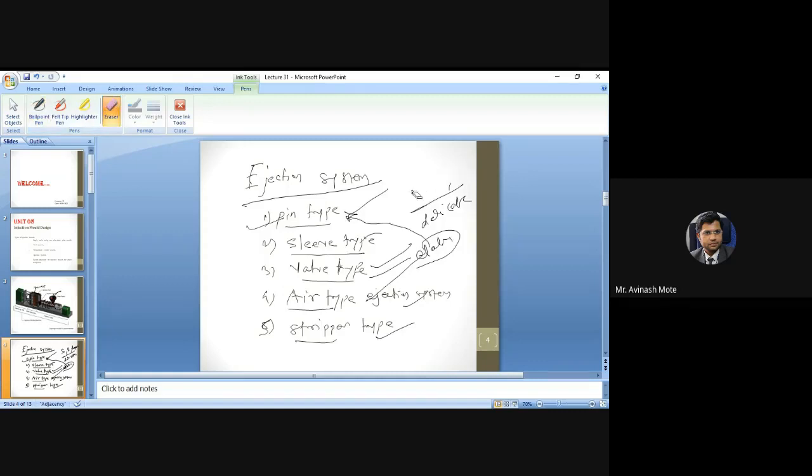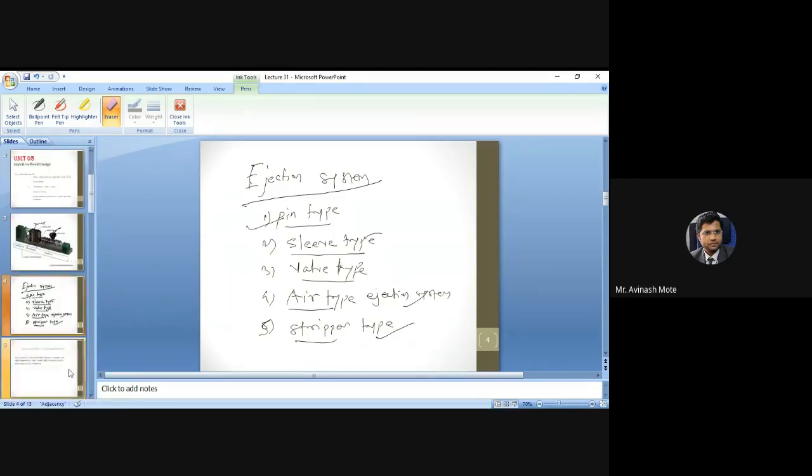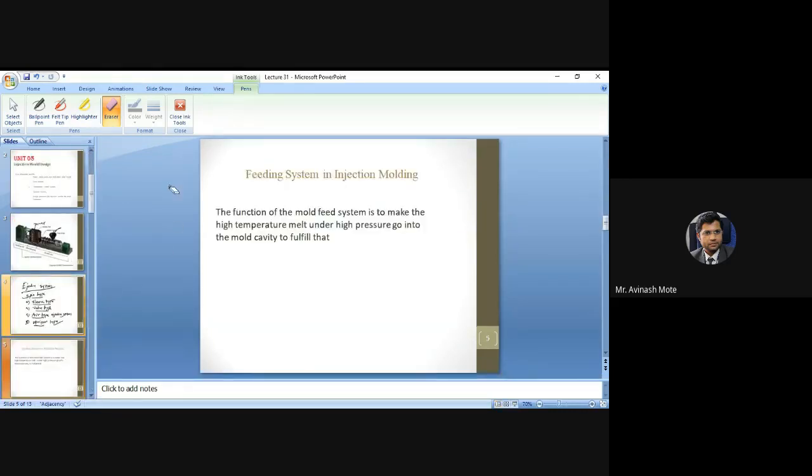So we discussed in detail about the ejection system, and today we have another point. Next one is the feeding system or the feeding mechanism. Important one, feeding mechanism. Today we'll discuss the feeding system required for injection molding. Now see, we are looking at systems which are important from the point of view of product quality.